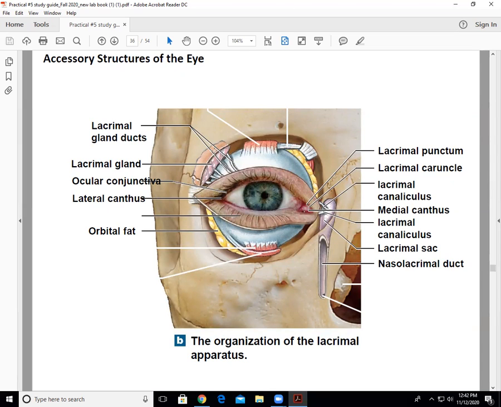Here's the lacrimal gland. It secretes the tears, which go through the lacrimal gland ducts, and then it kind of goes around the eye to the lacrimal caruncle area to the lacrimal canaliculi. These are little small canals that go to the lacrimal sac. Tears actually exit the area through the nasolacrimal duct. This picture also shows you orbital fat kind of insulating the eye.